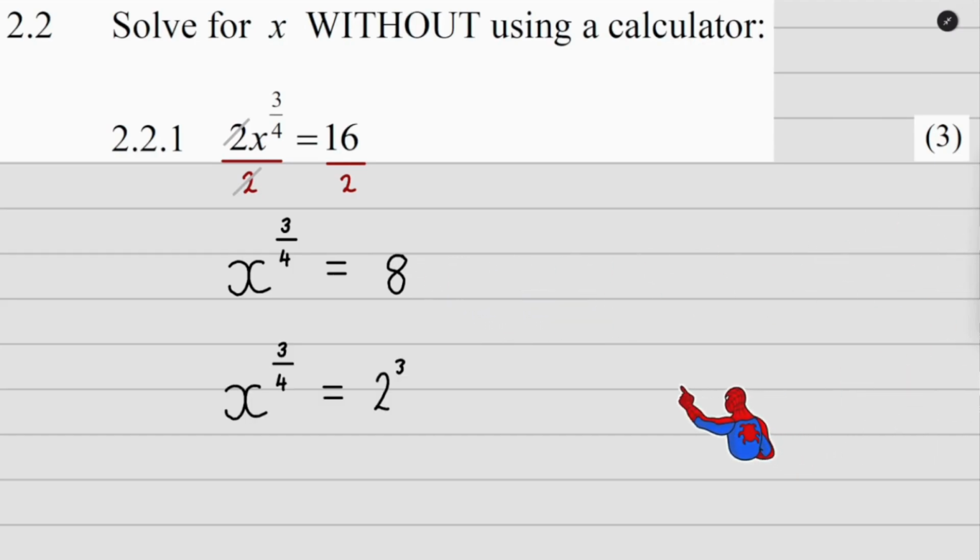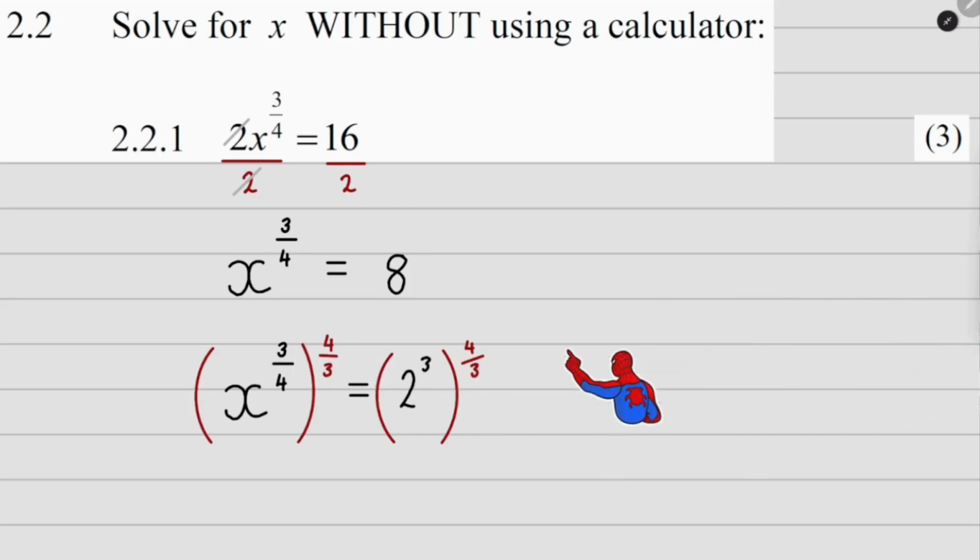And then I have to implement a very special method of solving these. So what I'm going to do is raise both sides of the equation to the power of this fraction, but the flipped version of it. So I'm going to flip and raise both sides like so. Okay, so I raise both sides, wrap them in a bracket, and then you see this was 3 over 4, and now I flip it to get 4 over 3, and whatever I do to one side of the equation, I have to do to the other side of the equation.